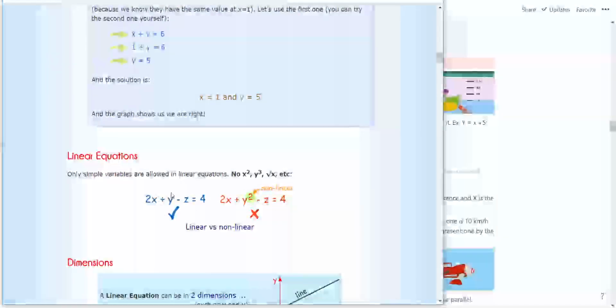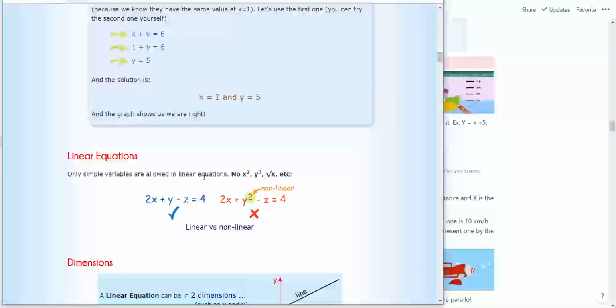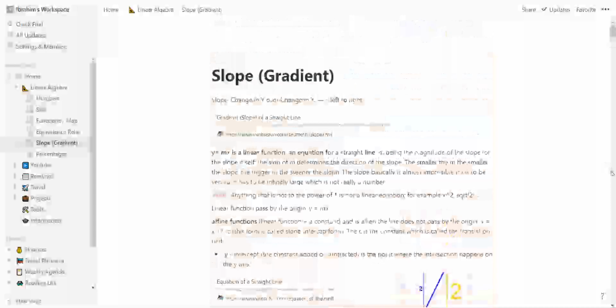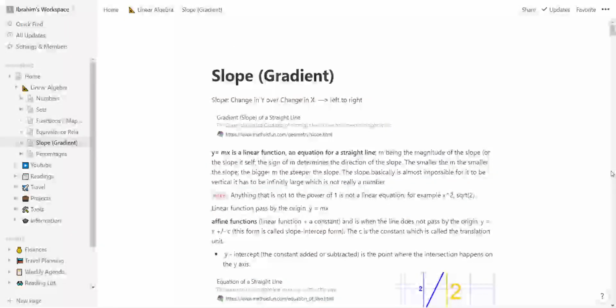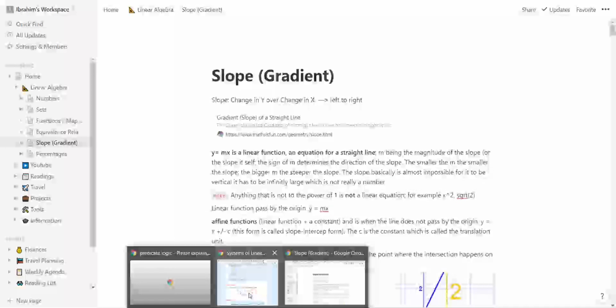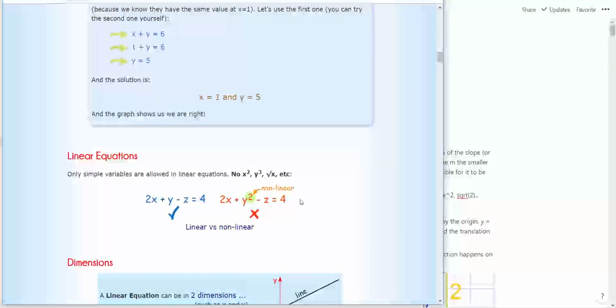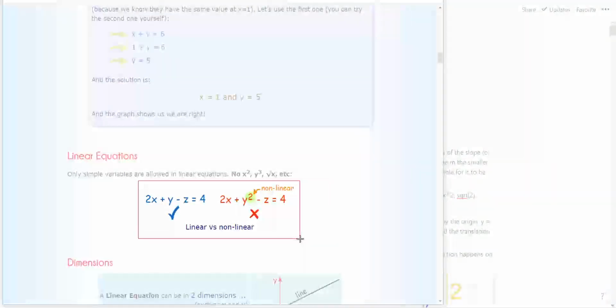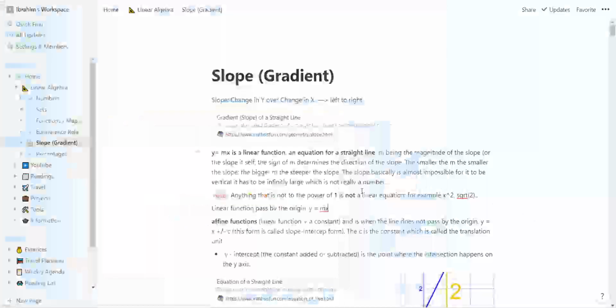We substitute in. Only simple variables are allowed in linear equations, so you really don't have these. So these are not really linear. We should have written this down because it's not linear.